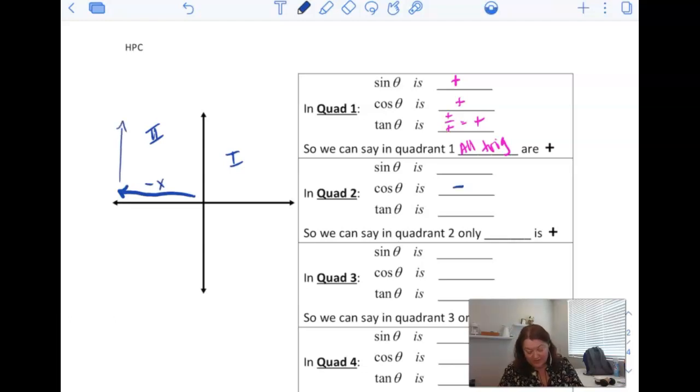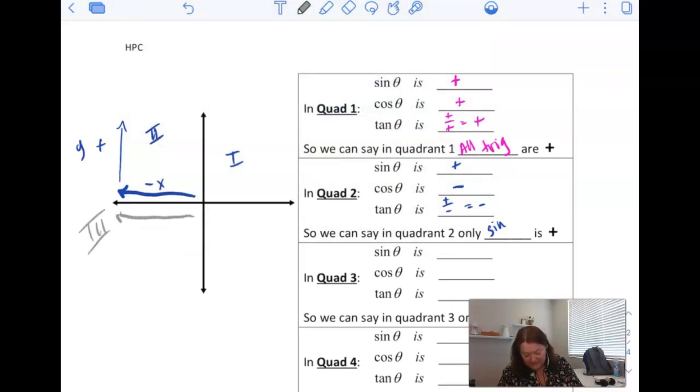Sine would be the y value, that's still positive. So that's a positive. And now if I create tangent out of that, I would have a plus over a minus, that would be a negative. So we can say in quadrant 2, only sine is positive. Only sine, and just sine, right, is positive. Okay, then let's go and take a look at quadrant 3.